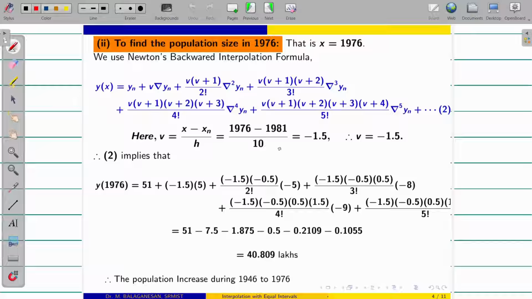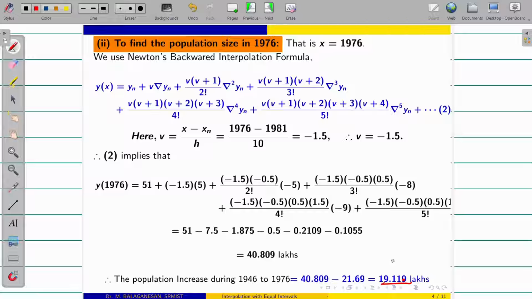This is what we have to find out: what is the population increase during the period? I know the population size at 1946 and 1976 also. Then how can I get it? Exactly, if I subtract both, 40.809 minus 21.69, I can get the answer. So this is 19.119 lakhs.